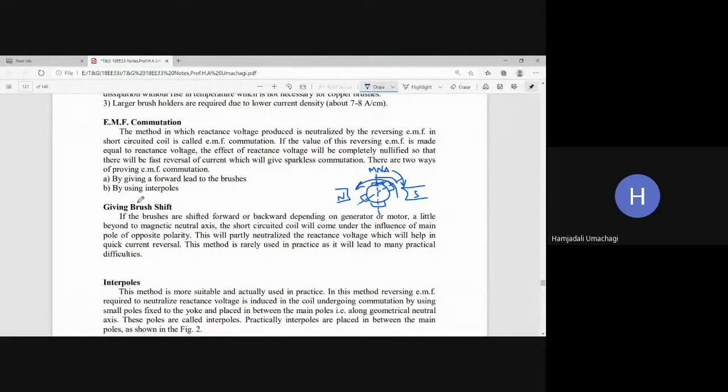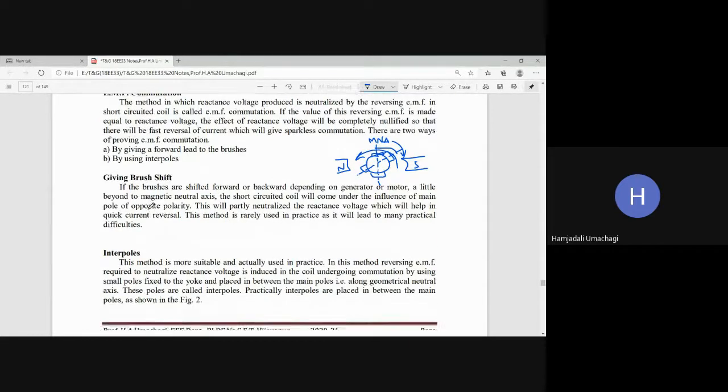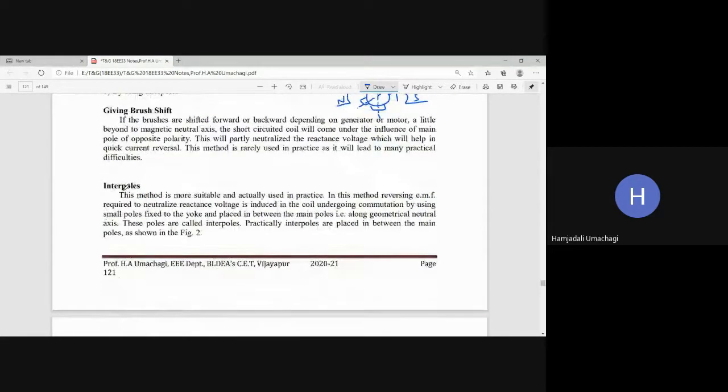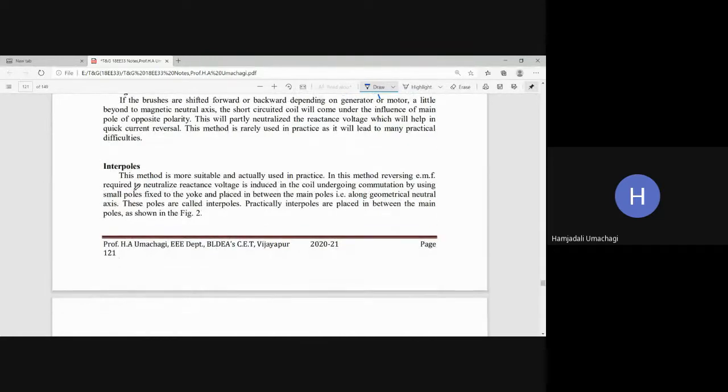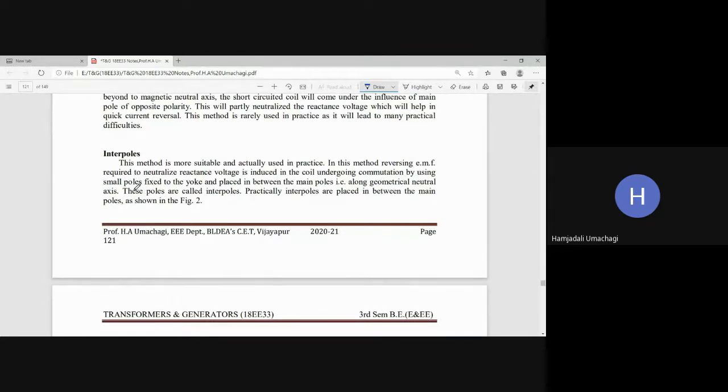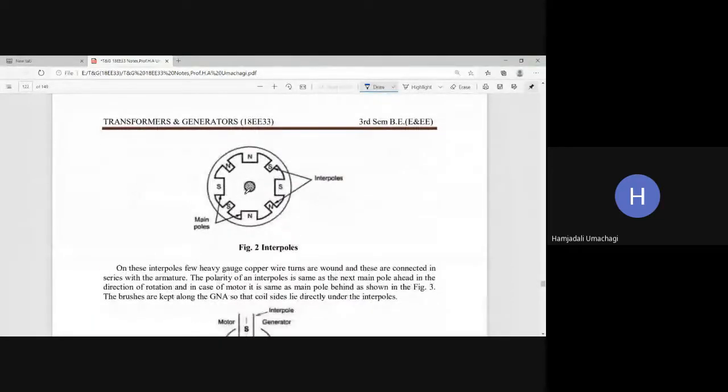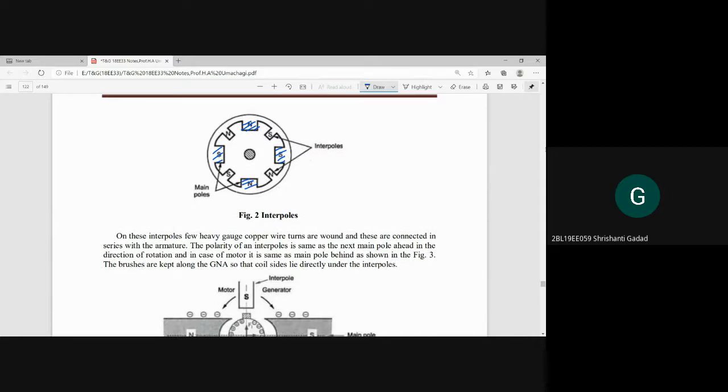So instead of the brush shift method, we popularly use another method which we call interpoles. Let us see what these interpoles are. This is the shaft, this is the armature, and this is the air gap. Here this is the north pole, which is nothing but a main pole. This is the south pole, and this is also a main pole. Can you see, all of you? Is it visible to all of you?